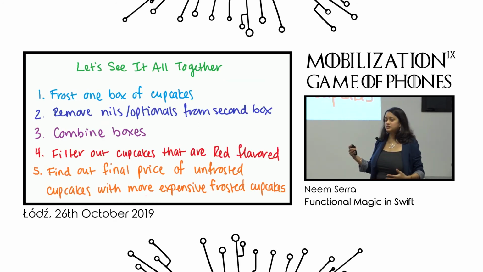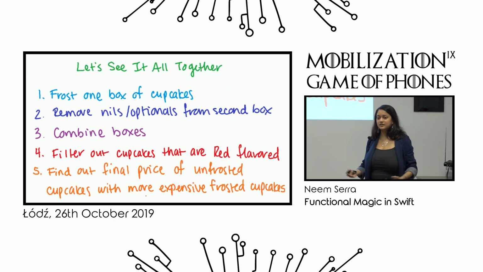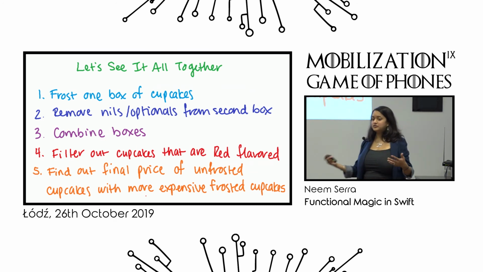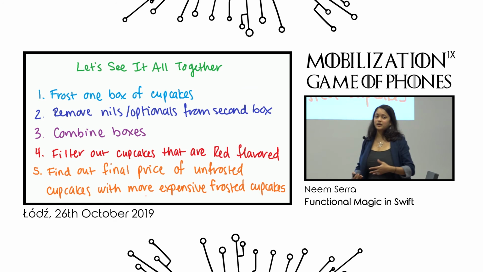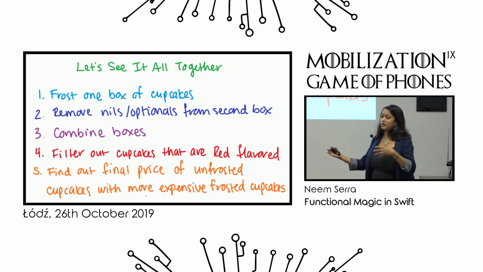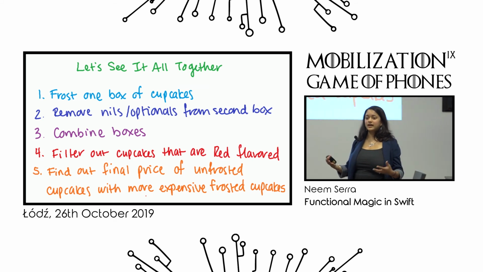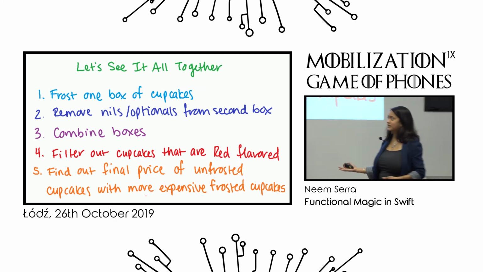So we're going to actually do all of this in combination. I've been talking about all these cupcakes, but say I went to a cupcake store and I wanted to buy 2 boxes of cupcakes. One of my boxes was an optional box of cupcakes, so I wanted to remove all the nils and all of that. The other box of cupcakes I wanted to frost.